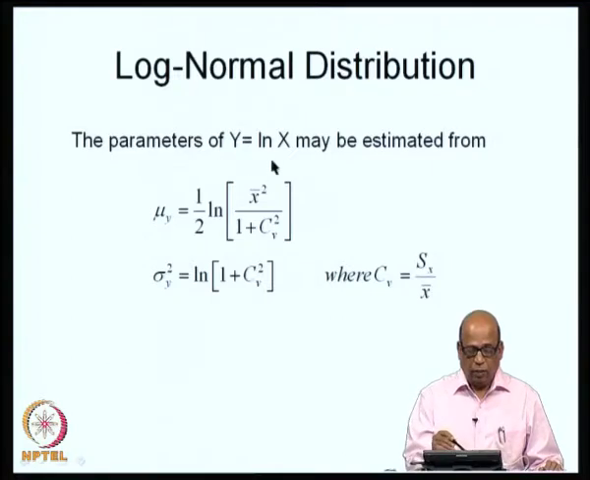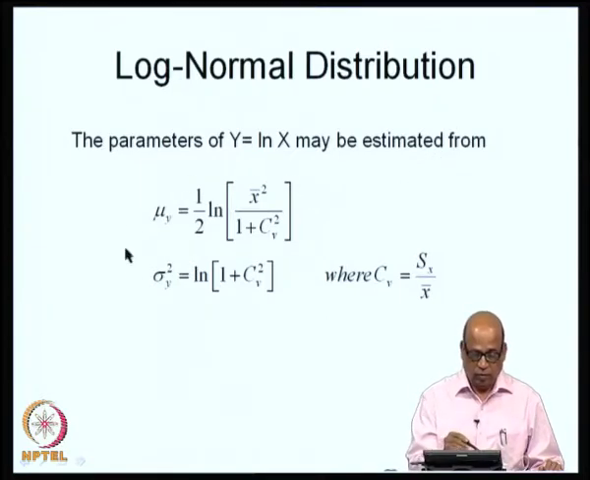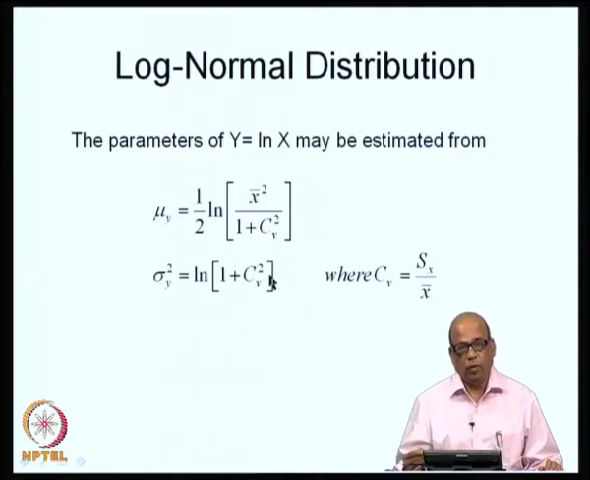Now, the parameters of y is equal to ln x may be estimated. This is specific to hydrologic applications, where Chow and Han have demonstrated that the parameters of y is equal to ln x may be approximated as mu y is equal to half ln of x bar square by 1 plus C v square, and sigma y square is equal to log of 1 plus C v square, where C v is the coefficient of variation of x.